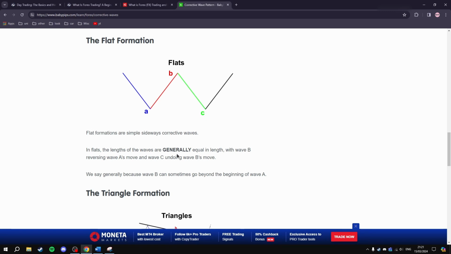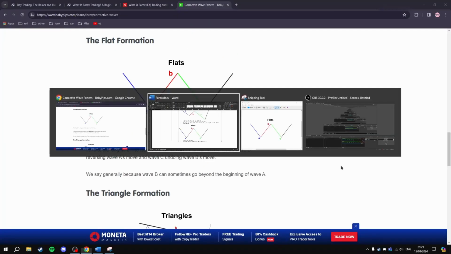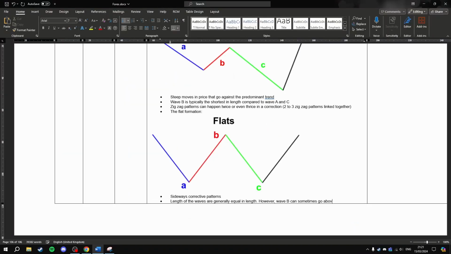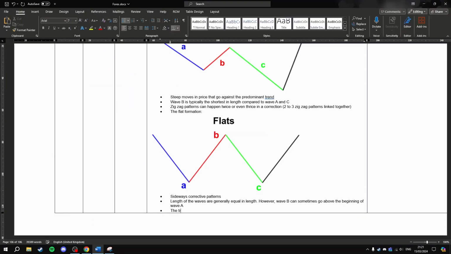We say generally because wave B can sometimes go beyond the beginning of wave A, so wave B will shoot up above that there. So wave B can sometimes go above the beginning of wave A. The triangle formation.